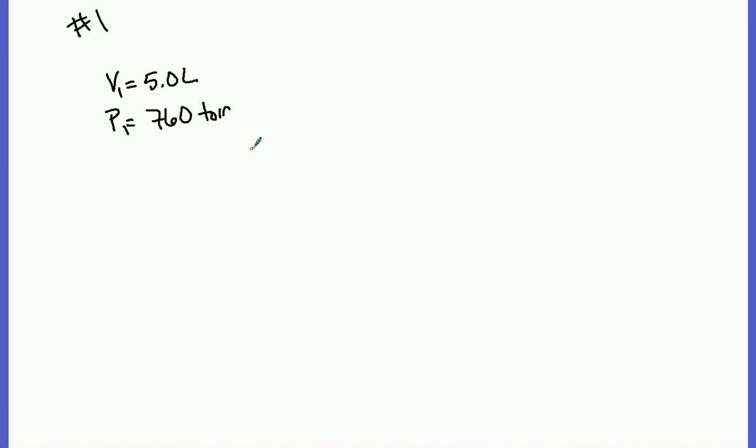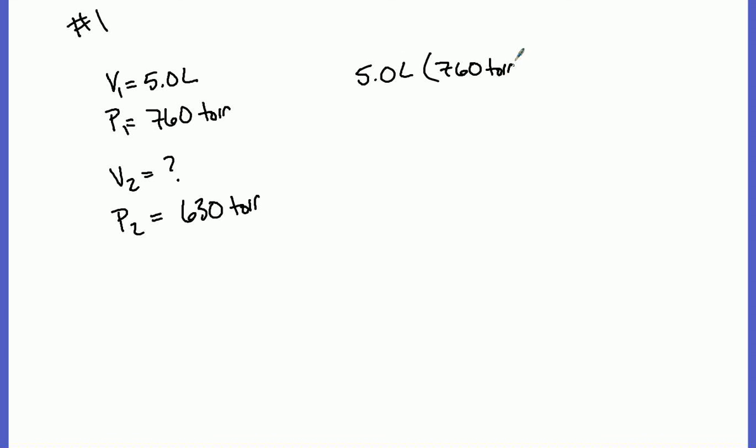They could both be the 1s or both be the 2s. It really doesn't matter how you want to do it. But then it wants to know what would be my new volume, which would be a V2. I don't know what that is, when my new pressure reaches 630 torr. So now I have all the things that I need. I just need to plug them into my equation. I know that V1 times P1, so 5 liters times 760 torr, is going to be equal to V2 times P2. So I have a V2, or just an X if you want to put that in there, times 630 torr.